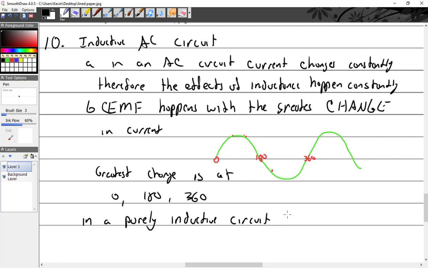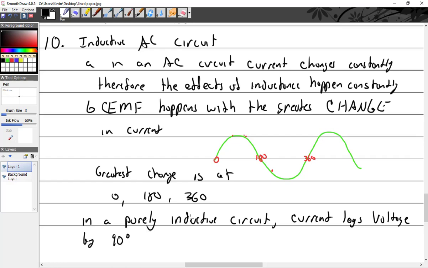What kind of circuit is that? It's an AC, but what does it have in it? Coils. Just coils. How many resistors does it have? None. So it's just purely inductive. It's just an L. In a purely inductive circuit, current lags voltage, that's ELI, by 90 degrees.